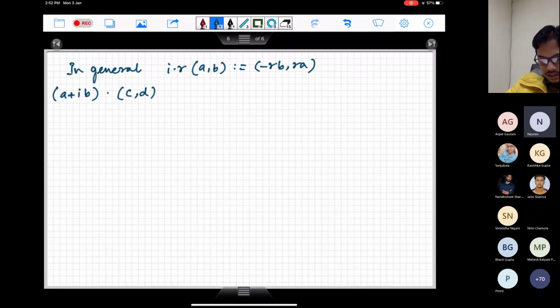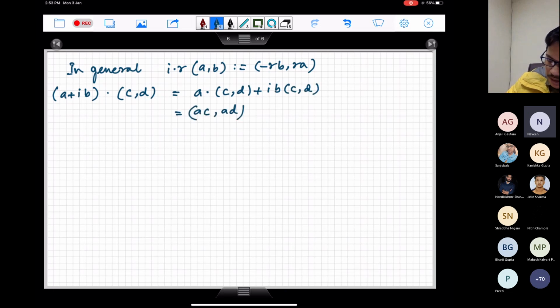Okay, so bear with me because here I am using two different notations at the same time, but that's only for ease of understanding. If I'm multiplying a plus ib with c plus id, so let us write it as c comma d, then this is a times c comma d plus ib times c comma d, which is ac comma ad. Plus, now when I multiply by ib, I know this works as minus bd comma bc. So when I add them component-wise, this is ac minus bd comma ad plus bc.